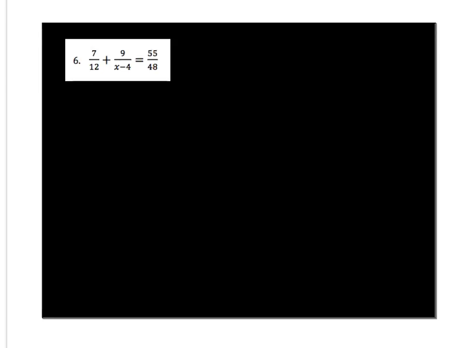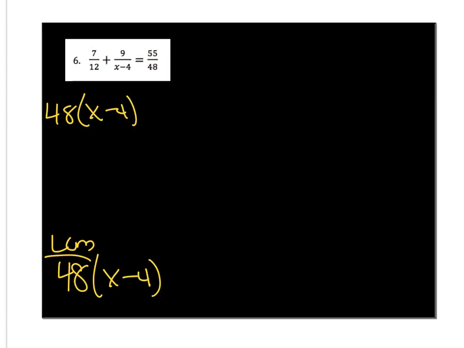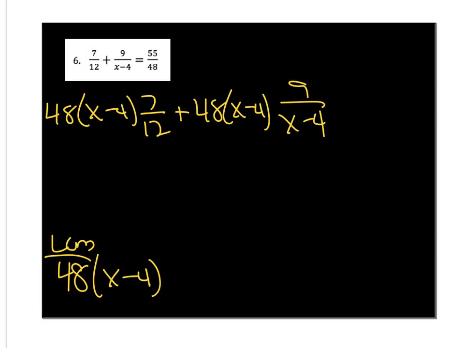So, same kind of idea. 12, x minus 4, 48. So I'm really hoping you guys are kind of starting to see that 48 times x minus 4 is going to be the least common multiple. So I'm going to take 48 times x minus 4 times 7 over 12 plus 48 times x minus 4 times 9 over x minus 4. Notice I'm not distributing this, because all that does is make it a little messy when I try and put it together. What I want to do is try and keep it separate. That way I can cancel things out if it's possible. So I want to keep it that way. So 48 times x minus 4 times 55 over 48.